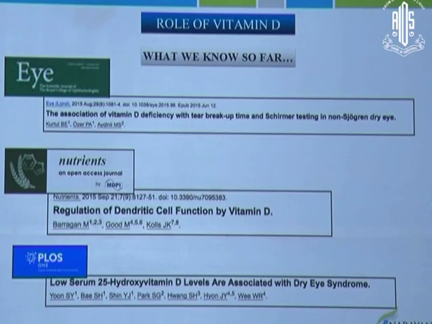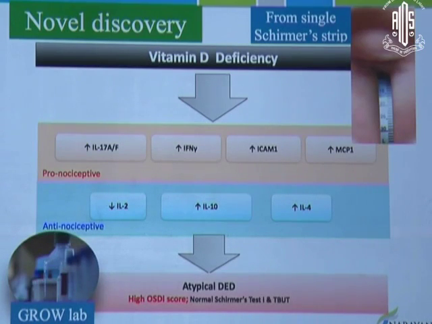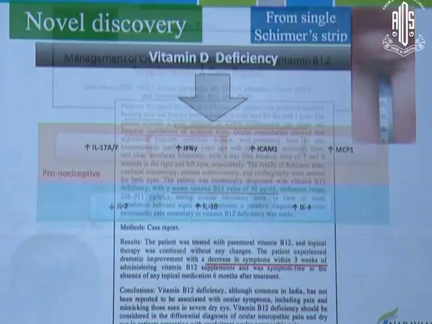So a lot of you might want to ask why vitamin D. This is because vitamin D has been shown to be associated with dry eye, and its role as an anti-inflammatory agent, especially regulating dendritic cell function, has been established. We analyzed the tear samples taken from these patients of atypical dry eye, and we found that there was a relative imbalance between the pro-nociceptive and anti-nociceptive factors which explained symptoms of pain and discomfort.